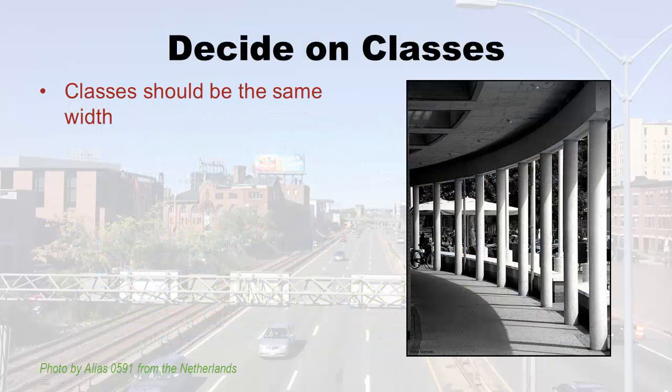Okay, but you probably realize you do need to decide on classes before you go counting frequencies, because you need to know the lower and upper class limits. So let's talk about some rules about classes. First of all, classes have to be the same width. You can't have 30 to 40 and then 41 to 42, right? You can't have skinny class, fat class. They have to have the same width.